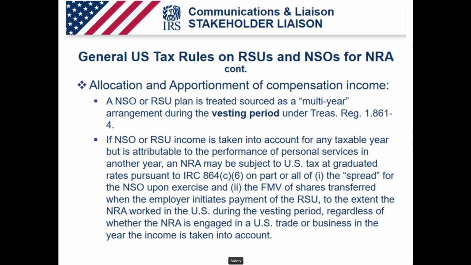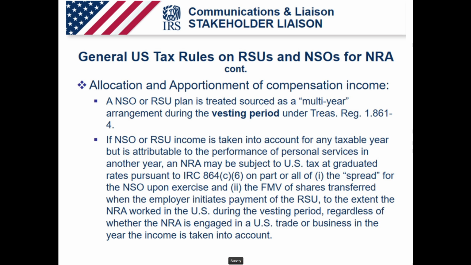The regulations under Section 861 provide a sourcing rule for such scenarios, whereby income received in one tax year is attributable to services provided in two or more other tax years. These are called multi-year compensation arrangements or deferred compensation arrangements. The percentage of time for which the employee worked in the United States during the applicable period determines the percentage of income that is United States sourced.